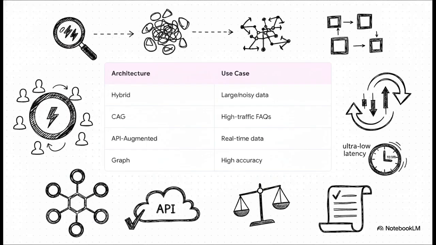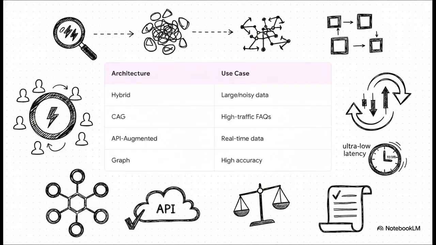For example, if you have a massive, really noisy knowledge base, you are definitely going to want hybrid RAG. This combines traditional keyword search with vector search, making sure you catch exact terminology right alongside the semantic meaning. On the other hand, if your app handles high-traffic, repetitive questions like an FAQ bot and it needs ultra-low latency, you'd use Cache-Augmented Generation, or CAG. This reads directly from a lightning-fast in-memory cache to just bypass that heavy search step entirely for common questions.